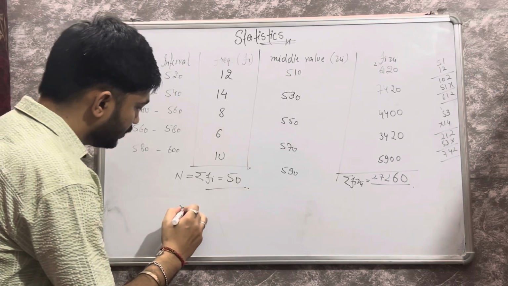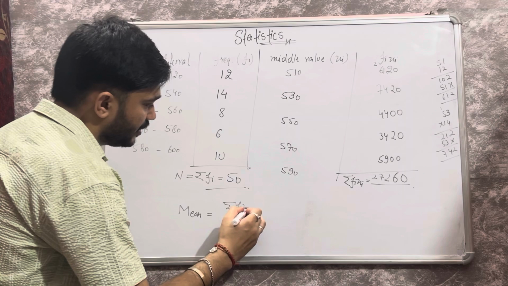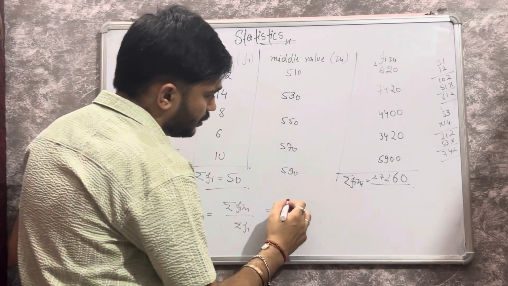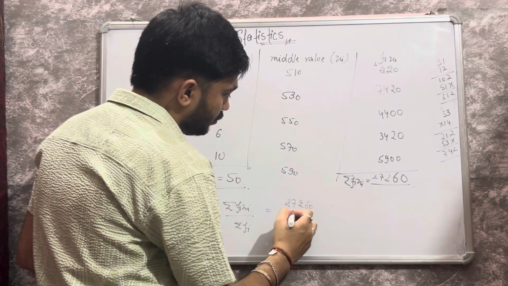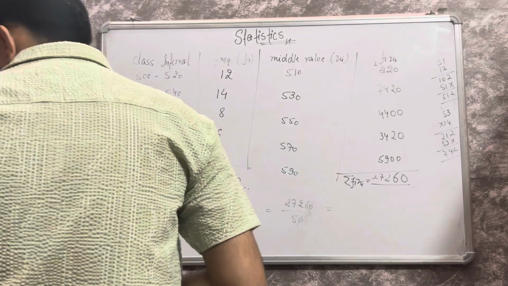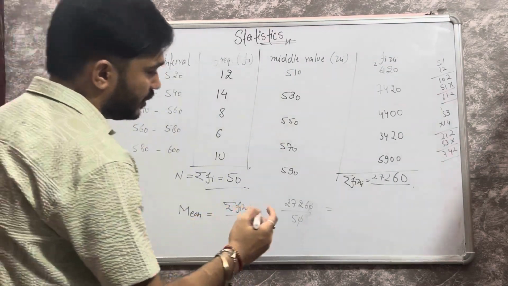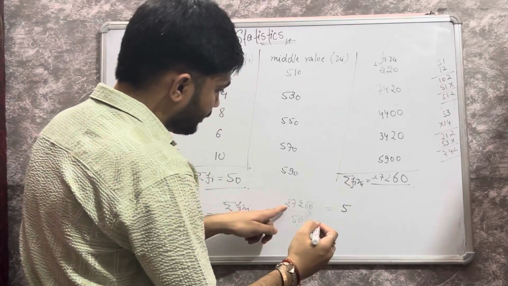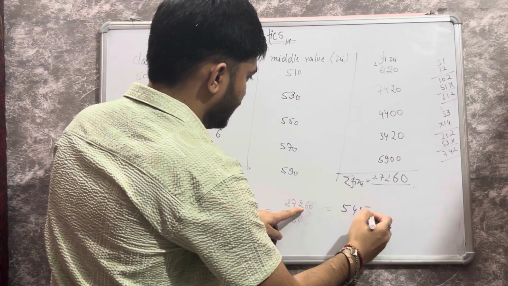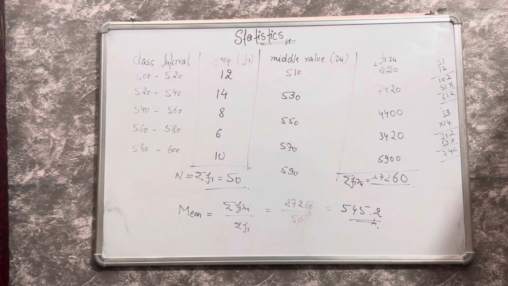Now we have to find the mean of this question, that is, summation of Fi Xi divided by summation of Fi. We will get 27260 divided by 50. The 0 and 0 are cancelled here, and you will get the answer 545.2. Any doubt?